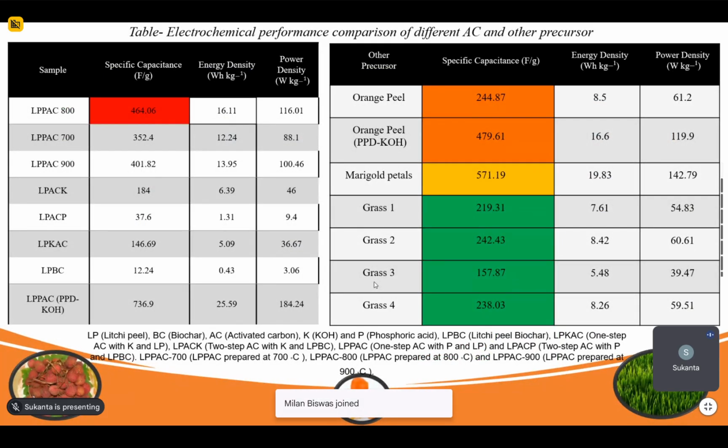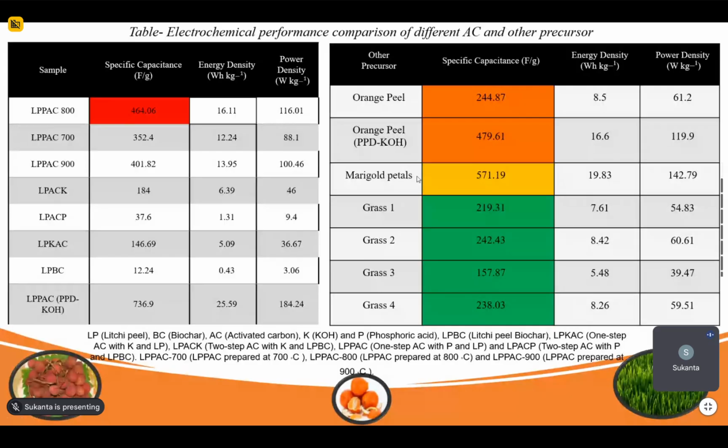I'm not going to show all those things. There are several materials or bio waste we have used, like lychee peel. Here, the lychee peel activated with phosphoric acid and annealed at 800 degrees Celsius shows a good result of 464 farad per gram. And we also studied orange peel, that is Nagpur orange peel, which gives a result like 479 farad per gram.